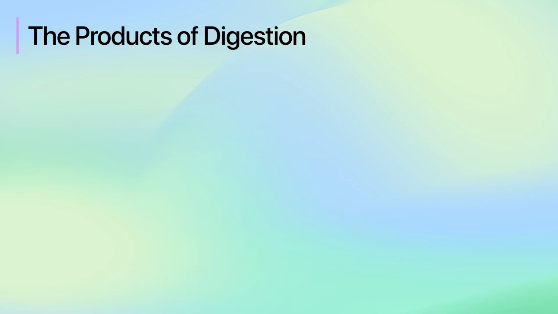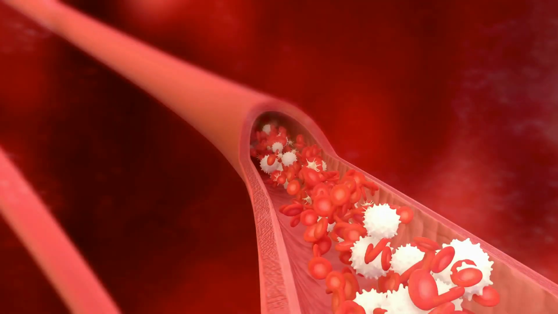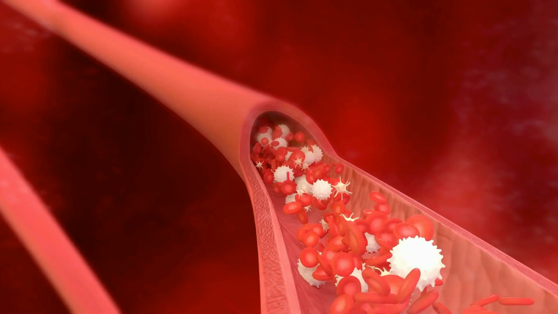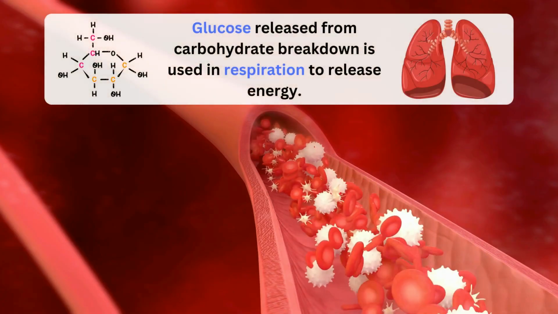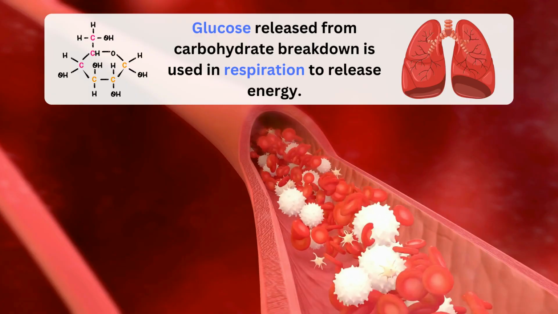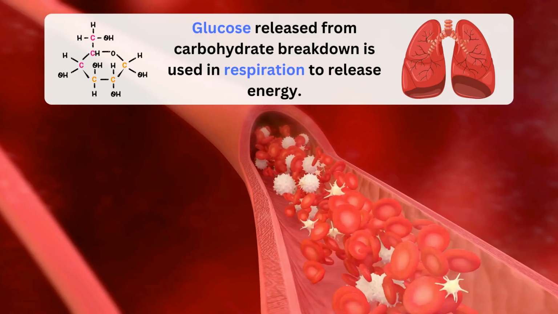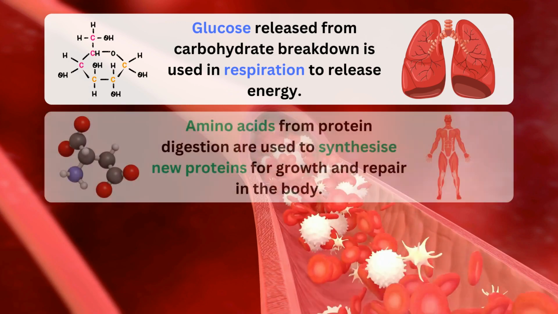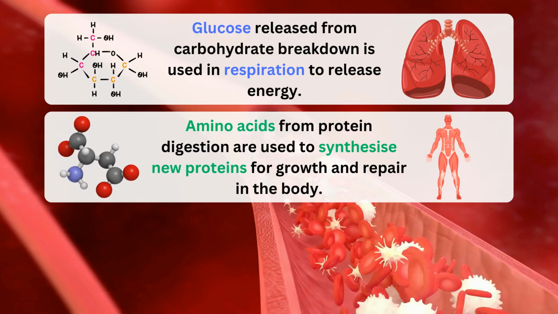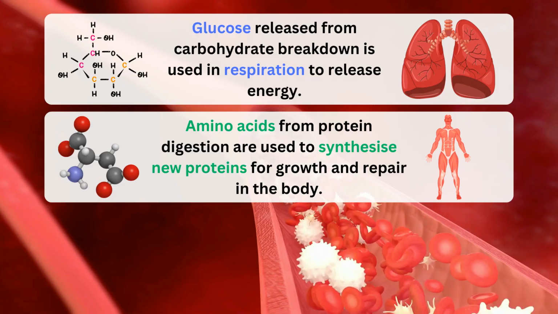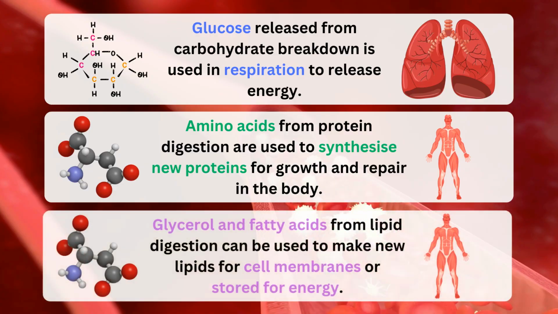After digestion, the products, such as simple sugars, amino acids, glycerol, and fatty acids, are absorbed into the bloodstream and used in various ways. For example, some glucose that is released from the breakdown of carbohydrates is used in respiration to release energy. From protein digestion, amino acids are used to synthesize the new proteins that are needed for growth and repair in the body. Glycerol and fatty acids from the digestion of lipids can be used to make new lipids for cell membranes, or they can be stored for energy.